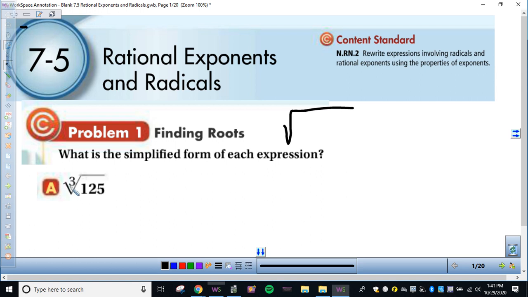In this case, we have a 3, right? But this one means the exact same thing as that one. So a square root is the same thing as a second root. It's important because we're going to be dealing with fraction exponents, and sometimes you need the little 2 in the elbow, just so you know that.